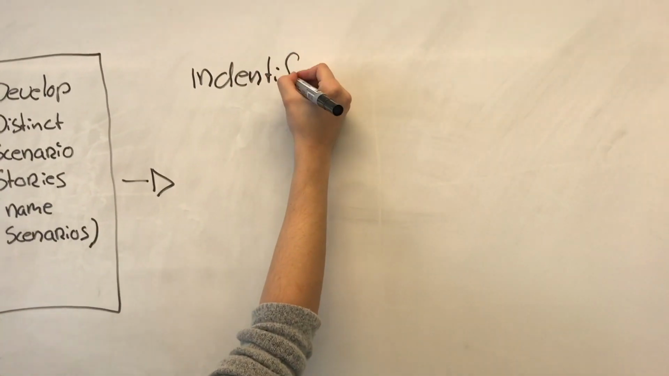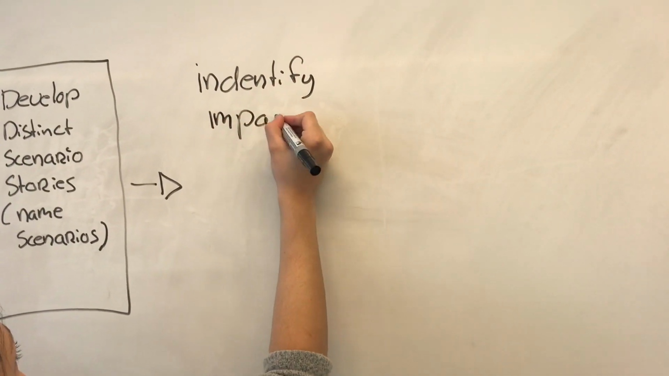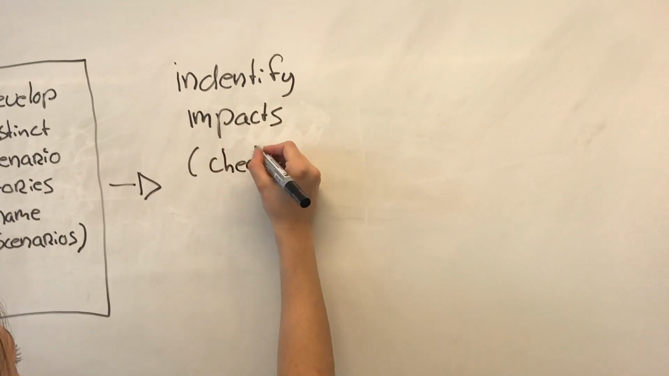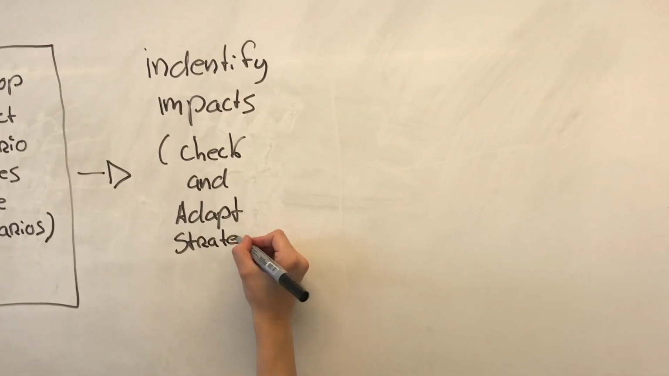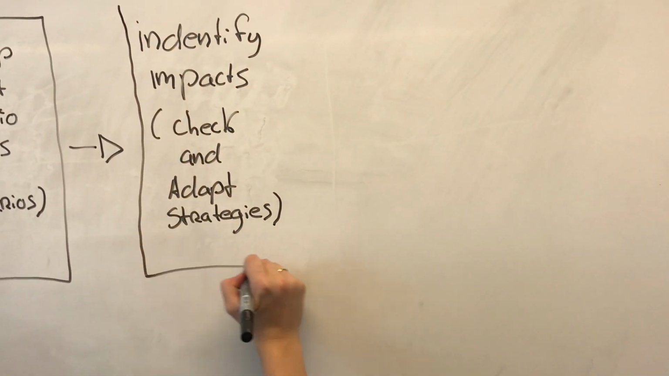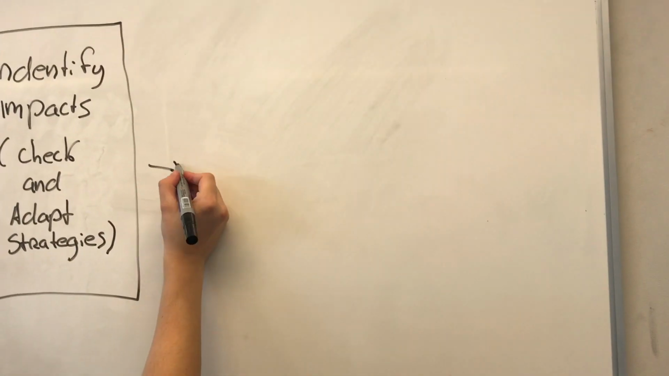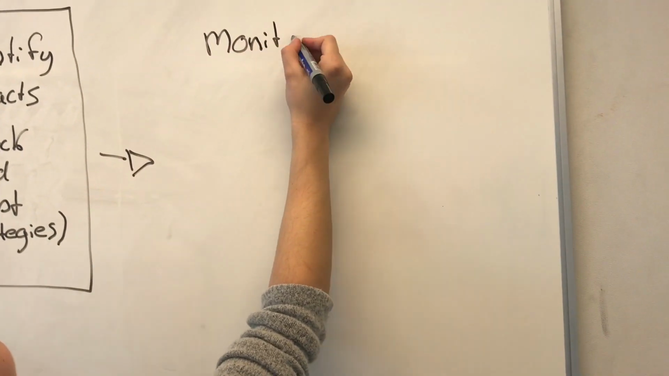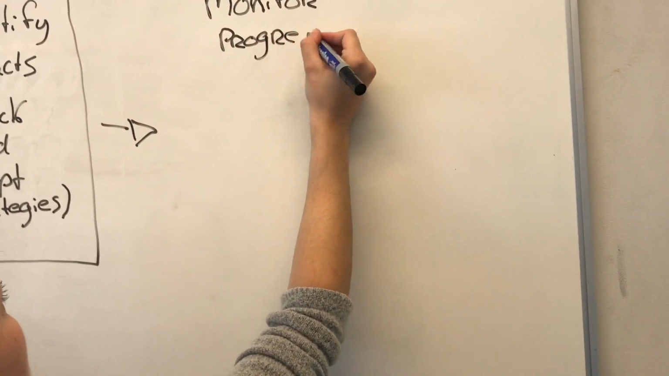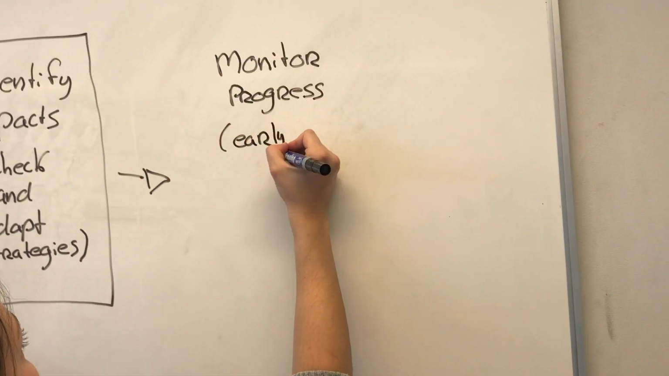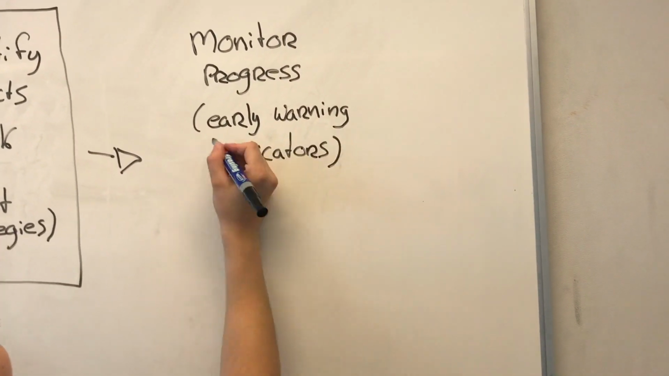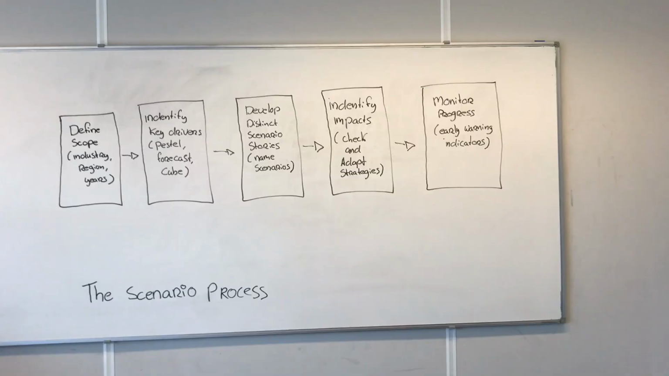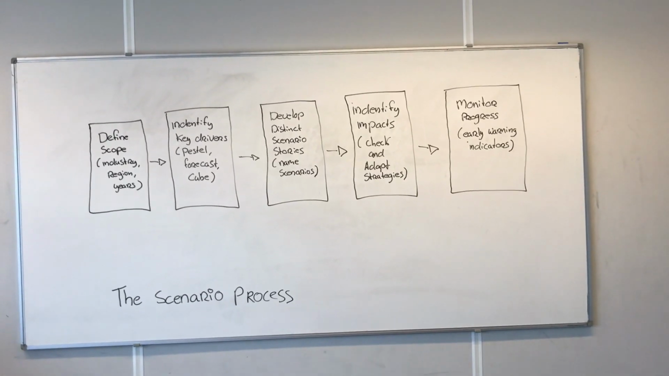Next up, we have identifying impacts of the alternative scenarios on the organization, which is really important in scenario building. And finally, we have monitoring the progress. Once the various scenarios are drawn up, organizations should monitor progress over time to alert themselves to whether and how developments actually fit scenario expectations.